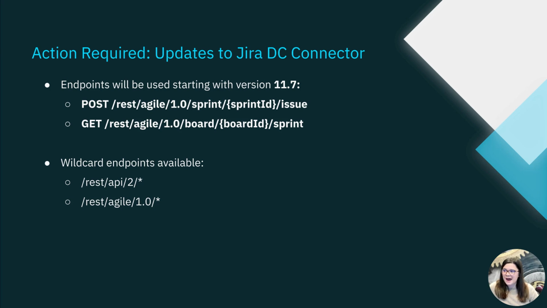You will need to allow list the two endpoints listed here on the slides to ensure proper connection between Jira and Jira Align. This is the third or fourth release in a row where we've had updates to the Jira Data Center connector, and Atlassian stated in the release notes they have some additional updates they will be making over the next few releases. So they have included these wildcard endpoints that if you allow list in your proxy, API gateway, web application firewall, etc., they will capture any of the future updates that Atlassian makes and hopefully cut down on some of your administrative overhead.